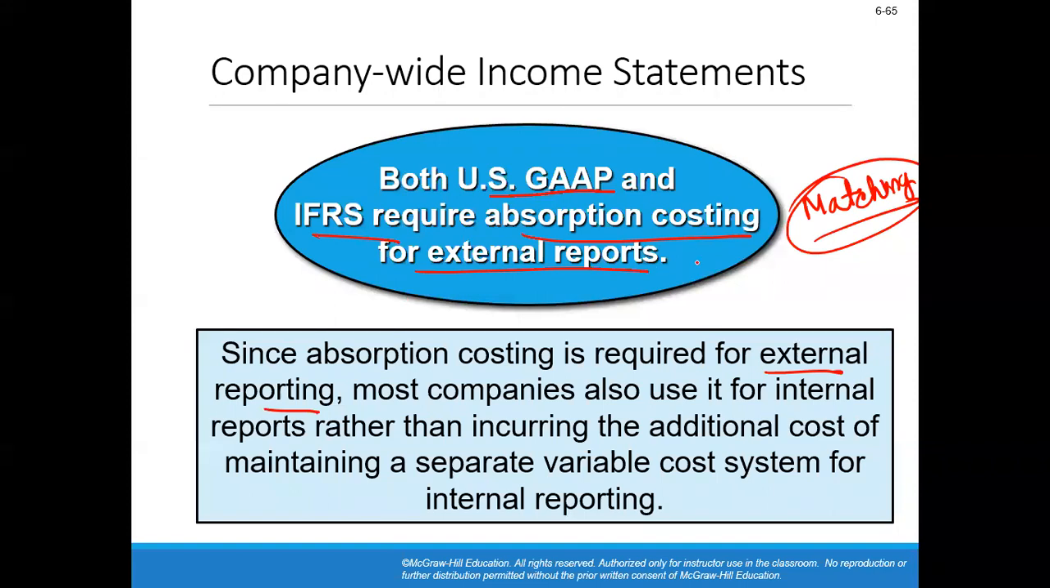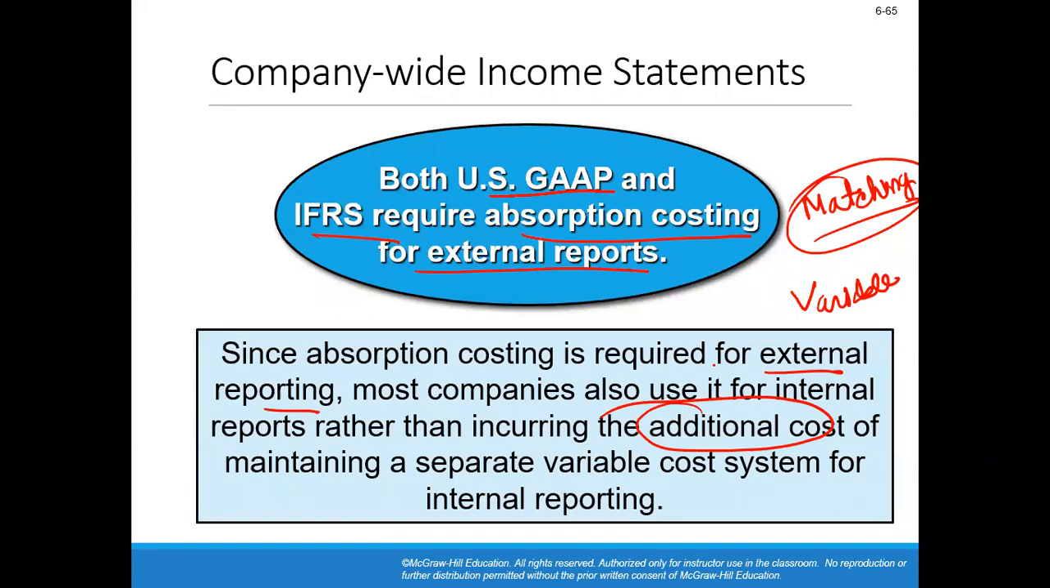So if we go for using the variable costing for my internal reporting, should I incur more cost? Because my reporting approaches are different for external and internal. The answer is yes, I'll incur additional cost. So will you be likely to incur additional cost? You'll not be likely to incur additional cost. You like to avoid the additional cost.